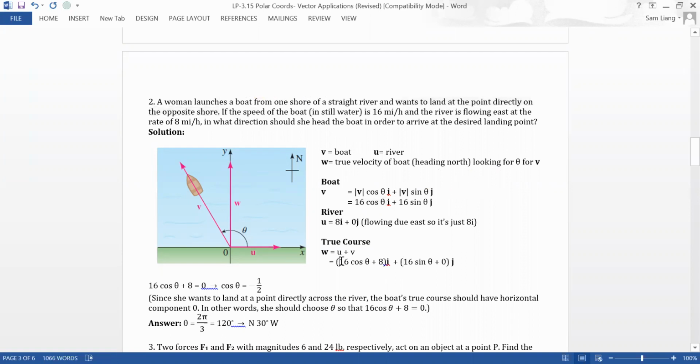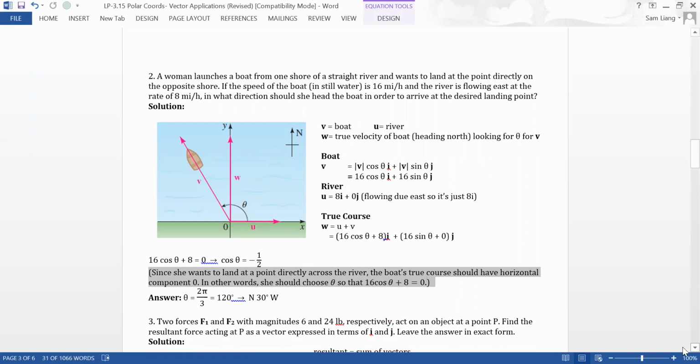Now, how to translate that mathematically is we're going to set the horizontal component to 0. Okay, so 16 cosine theta plus 8 equals 0. And then from there we can solve, right? I also leave an explanation here. Since she wants to land at a point directly across the river, the boat's true course should have horizontal component 0. In other words, she should choose theta so that 16 cosine theta plus 8 is 0. Okay, so that's the crux of the problem.